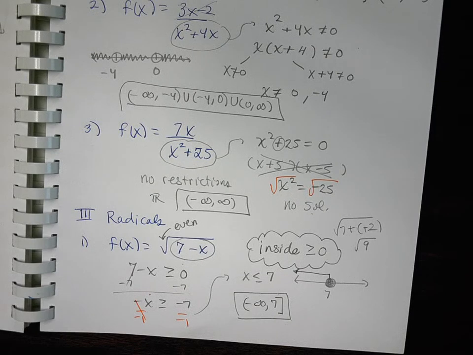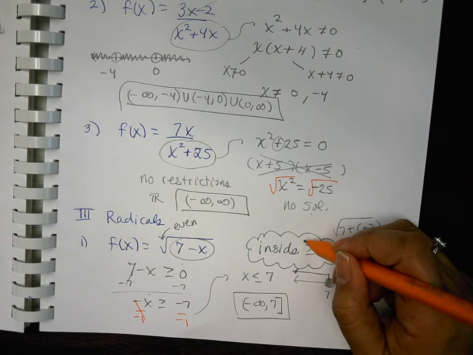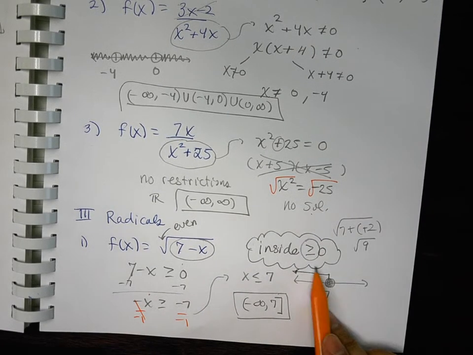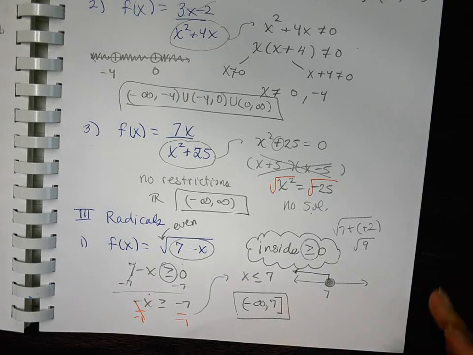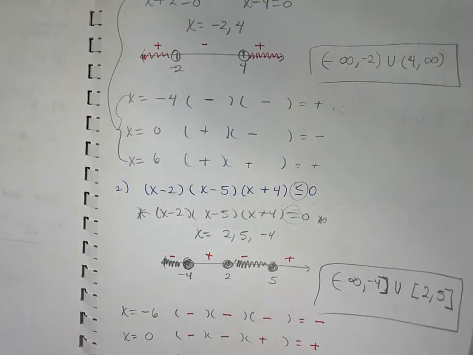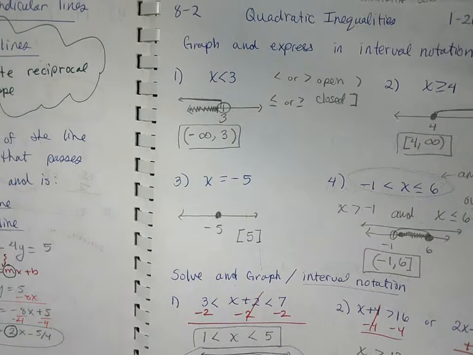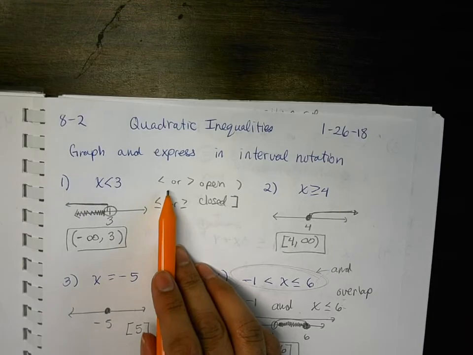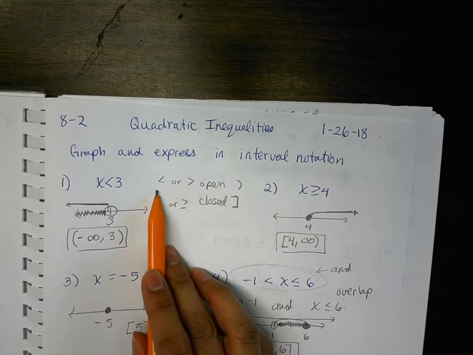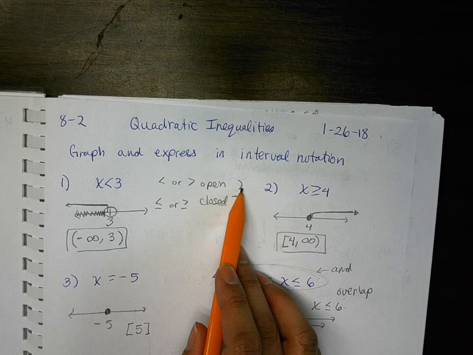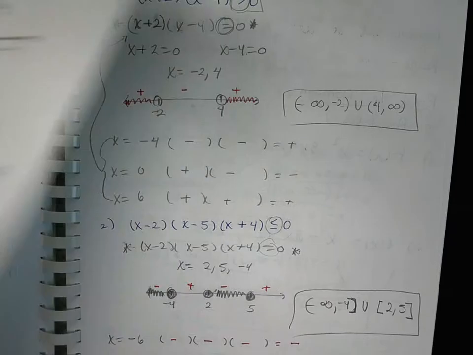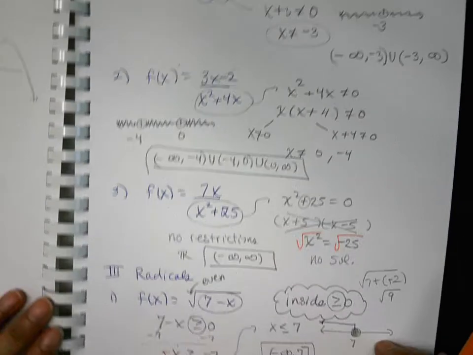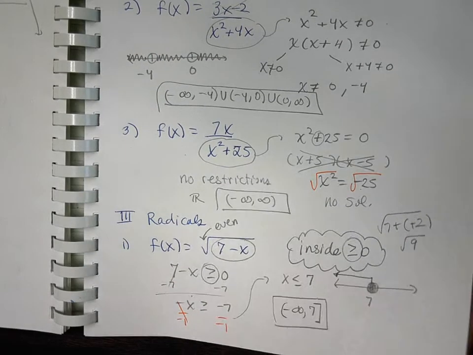How do you know it's a closed circle? Right here. And that's not a dumb question. Equal to. If you have an equal bar, her question is, how do you know when it's open or closed? We had it in our notes on Friday, right here. Open when there's no equal, which is parentheses. Closed when there is an equal, which is a bracket. Okay. All right. Questions? Okay, number 2.